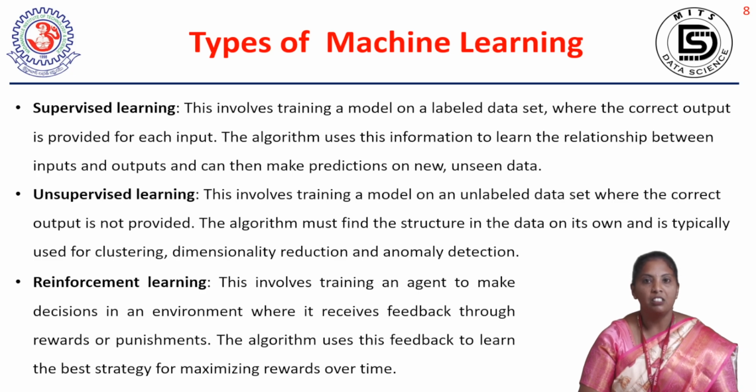The major aim of this is training an agent to make decisions in an environment where it receives feedback through rewards or punishments. The algorithm uses this feedback to learn the best strategy for maximizing rewards over time. This reinforcement learning is based on the feedback.